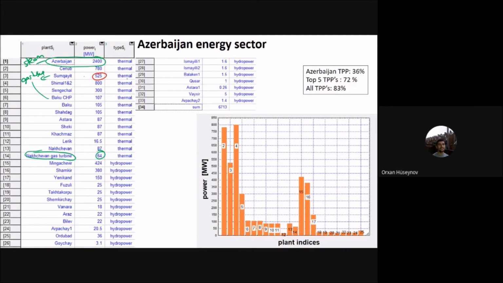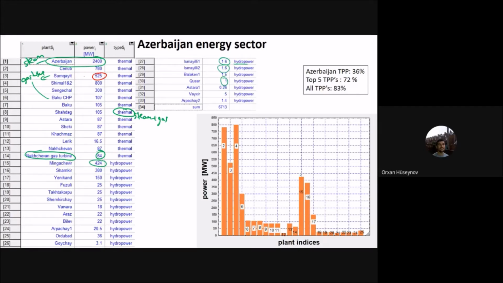These are all thermal power plants. Thermal doesn't mean gas only. It can be steam too, so it can be steam or gas, both are possible. These are the range of the power plants. And then we have hydropower. The famous one is the Mingachevir, 424 megawatts. Then you have the Shamkir and Yenichan. And then you also have small hydropower plants, very small, 1.6 megawatts, 1.5, 1 megawatts.